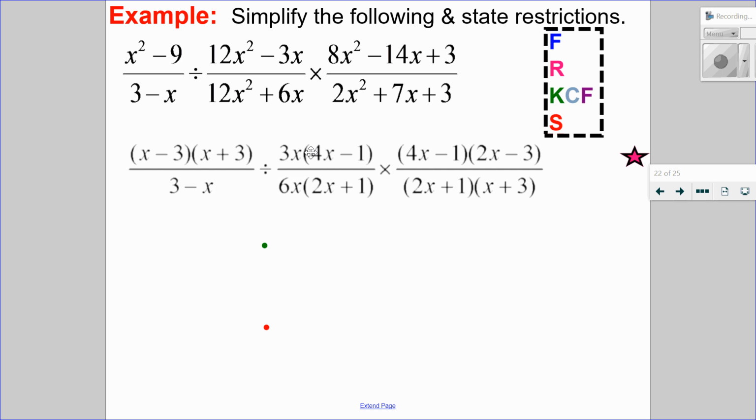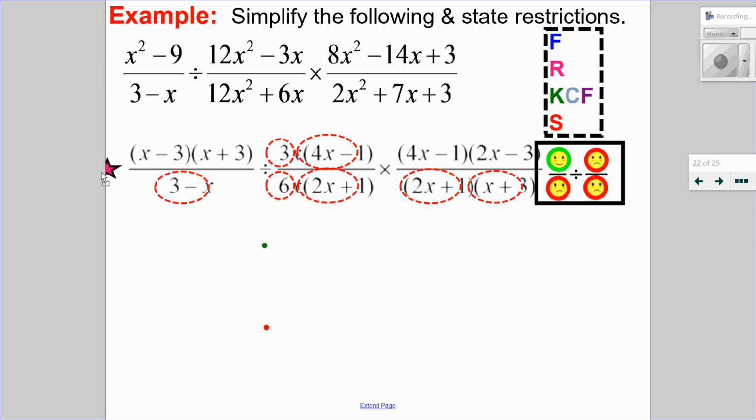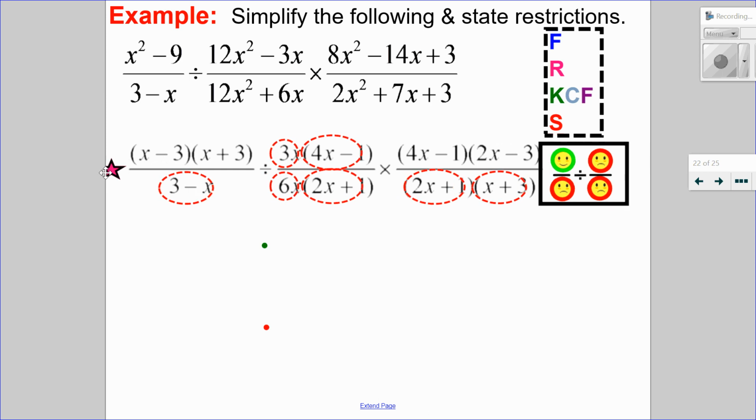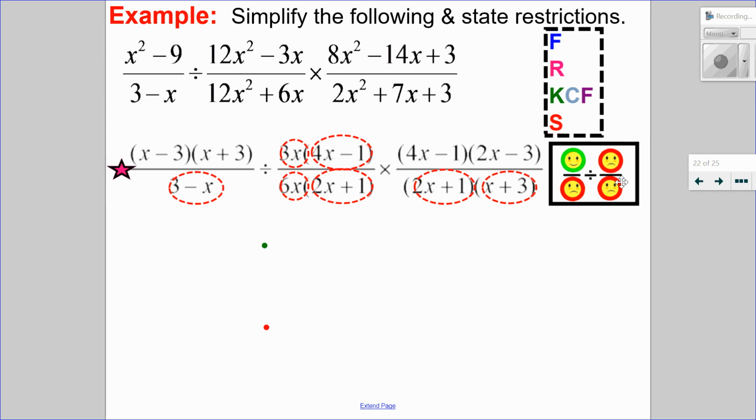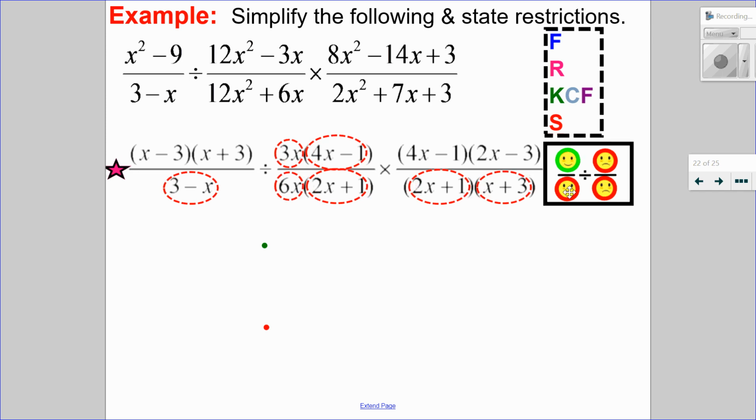So once I've done that, I'm going to list my restrictions. Now I have a division question and a multiplication question. So let's look at where all my restrictions go. For the division question, which is the first two fractions, it's everything except for numerator number 1. For the last set, which is multiplication, it's only going to be the denominator of the second fraction.